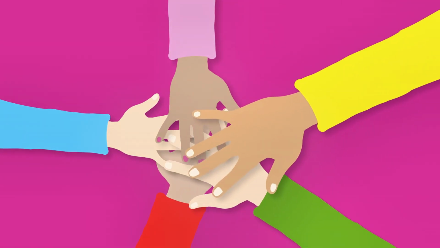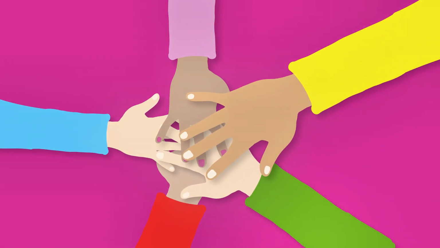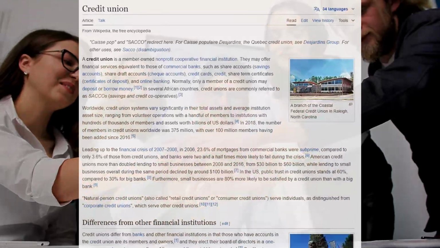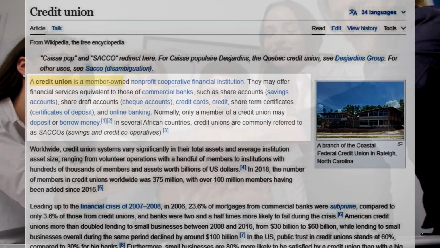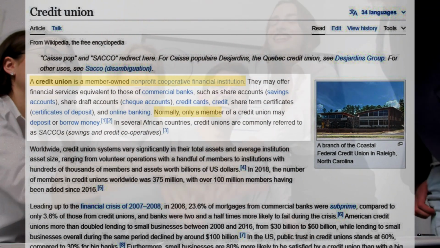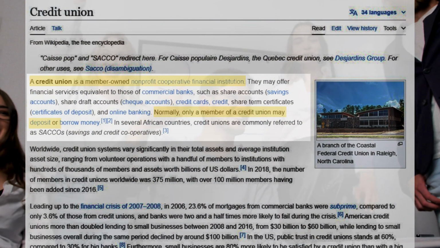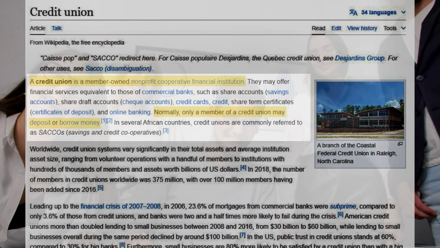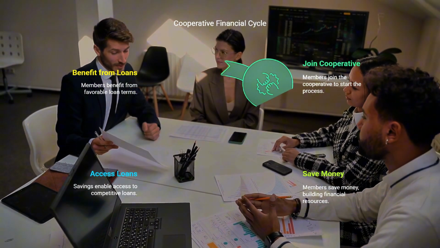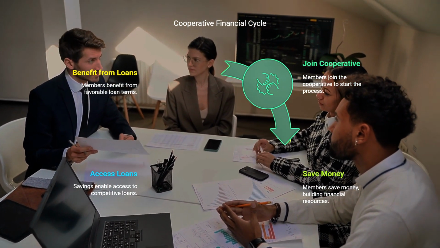Let's start with cooperative financing. By joining a SACCO or credit union, you become a member and save regularly. A credit union is a member-owned, nonprofit cooperative financial institution. Normally, only a member of a credit union may deposit or borrow money. These not-for-profit institutions multiply your savings, funding you a loan at competitive rates.